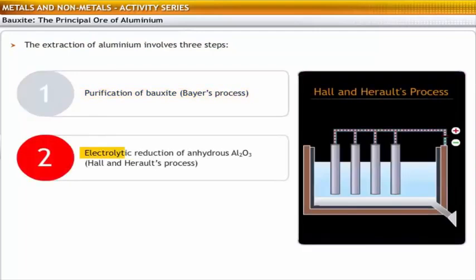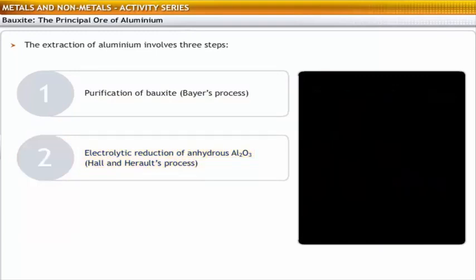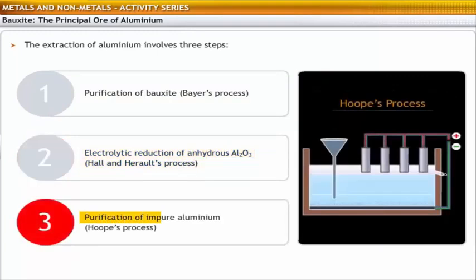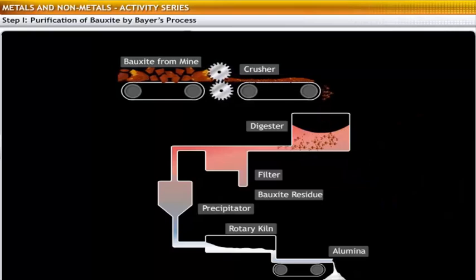Next, the electrolytic reduction of anhydrous Al2O3 by Hall and Herold's process. The last step is the purification of impure aluminium by Hoop's process. The first step in the extraction of aluminium is the purification of bauxite through a process called Bayer's process.